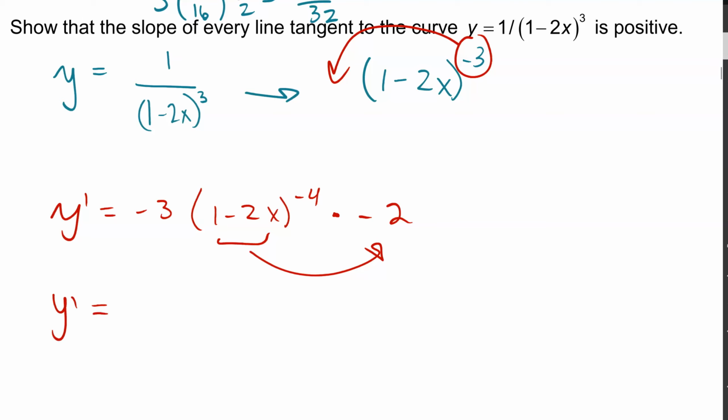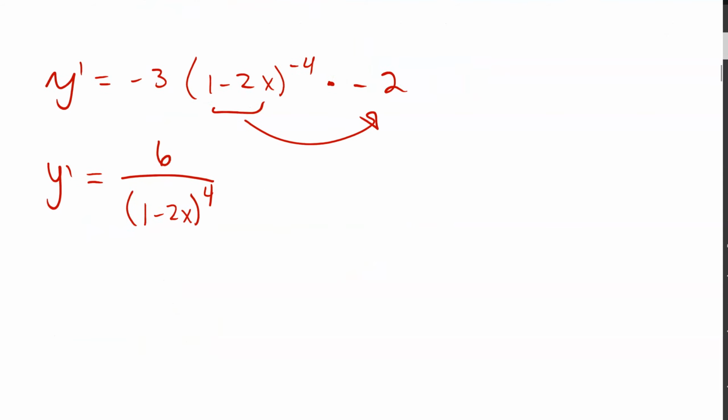Okay, so y prime is going to be negative 3 times negative 2, which is 6, over 1 minus 2x to the 4th. So our goal is to explain why this equation, the slope, is always going to be positive. Think about it. Why is this always positive? Because it's a positive square. Yeah, the denominator has an exponent of 4, so the denominator will always be positive. The numerator is always positive because it's 6, and 6 is positive. Positive over positive is positive. Okay, that's a lot. Let's write it out. So, numerator is 6 and always positive.